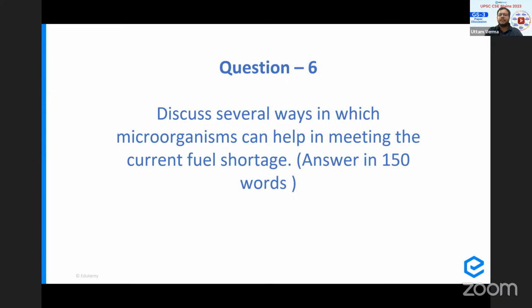Now the question is asking, discuss. So we also need to write the challenges part of microorganisms helping in the current fuel shortage. The challenge is that this is a nascent technology. Biofuel and the use of microorganisms is still very nascent, and a lot of R&D is required. There is a high cost of production at this stage, and it is very energy intensive. So what we can do is focus on government schemes or provide more funds to R&D so that we can promote the use of microorganisms to fulfill our energy needs.